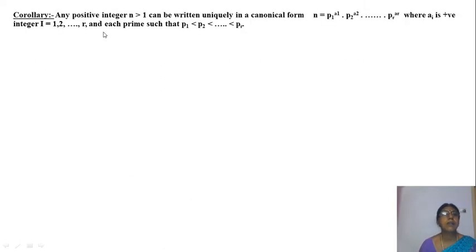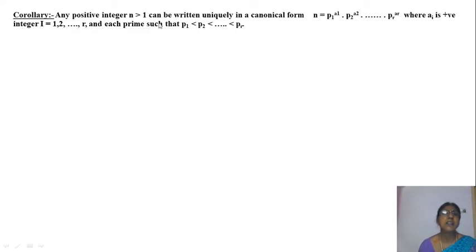This is the fundamental theorem. Corollary: any positive integer n greater than 1 can be written uniquely in a canonical form. n is equal to p1 power a1 into p2 power a2 and so on, pr power ar, where the ai's are positive integers. Here ai means a1, a2, up to ar, with i equal to 1, 2, 3, 4 and so on. It is not capital I, small i is equal to 1, 2 and so on, and each prime is such that p1 is less than p2 less than pr.